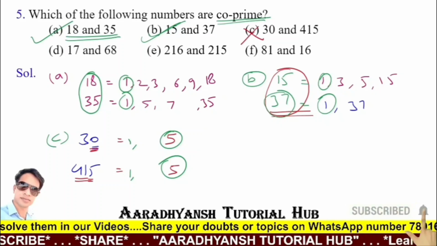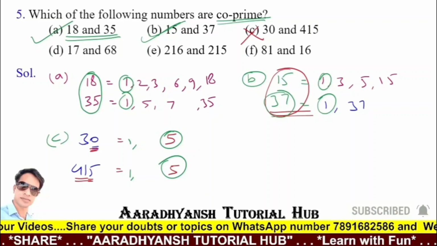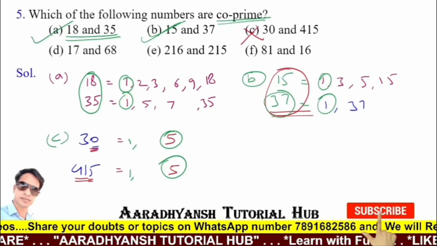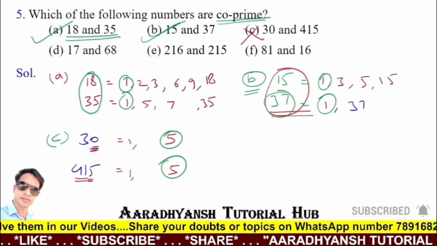Otherwise you can find all factors of 30 and 415, and then you can see there will be many more common factors. Okay, now question D.